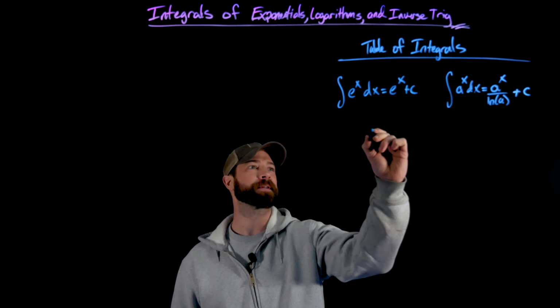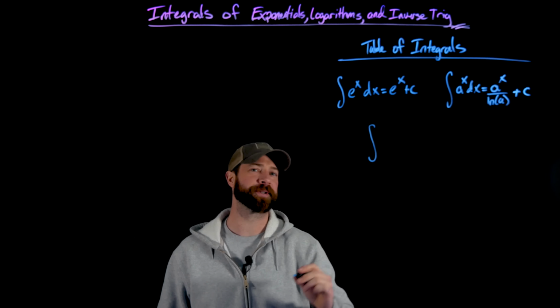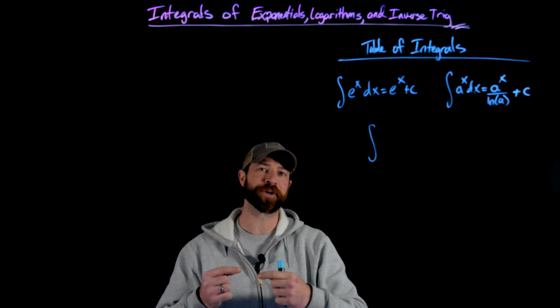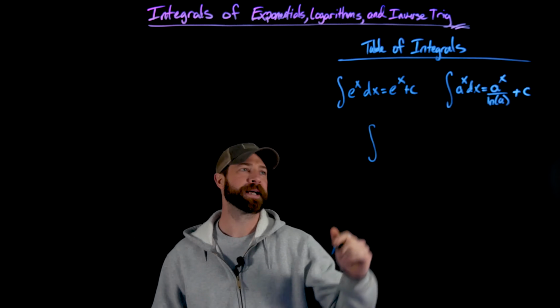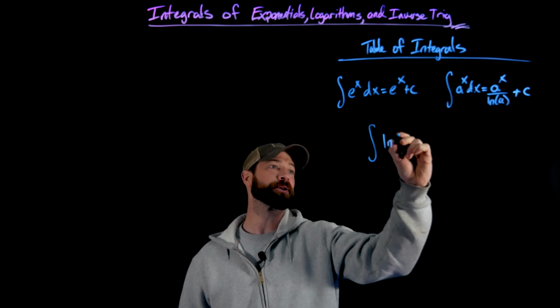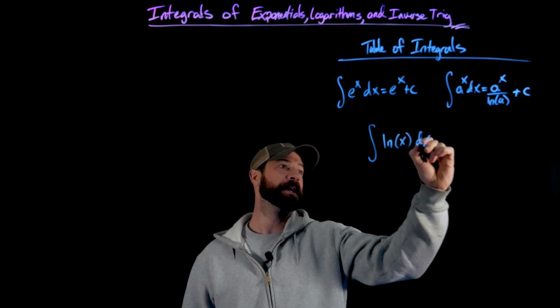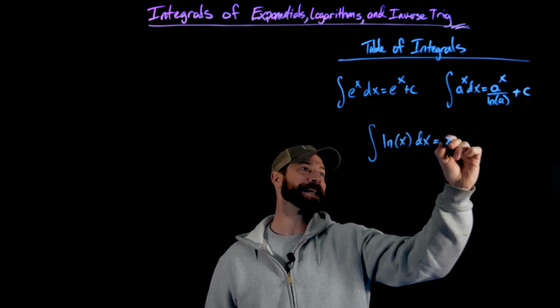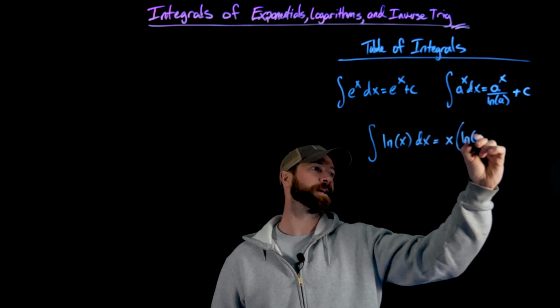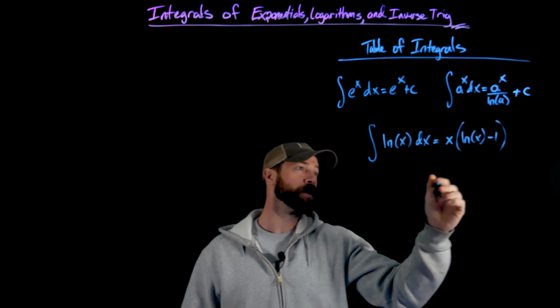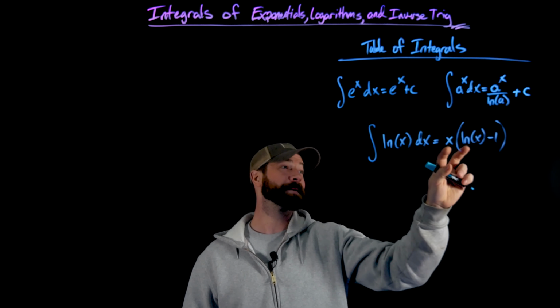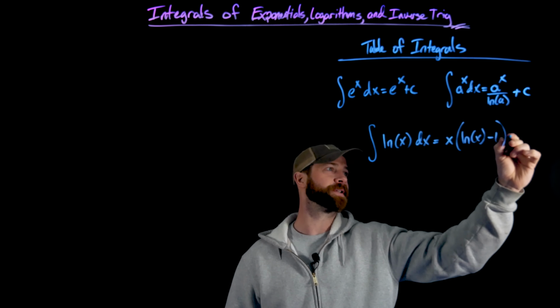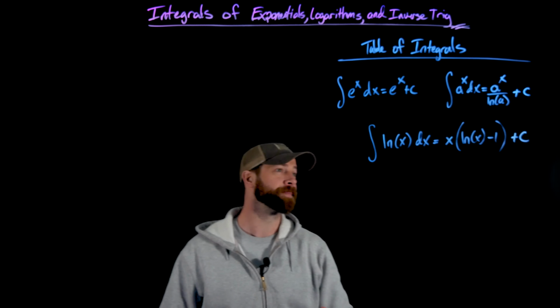Now on to the logarithms. This will be a little bit counterintuitive because we're used to the integral of 1 over x being the natural log of x. If we actually take the integral of the natural log of x, what we end up getting is x times the natural log of x minus 1, which can also be written as x times the natural log of x minus x, obviously, plus c.